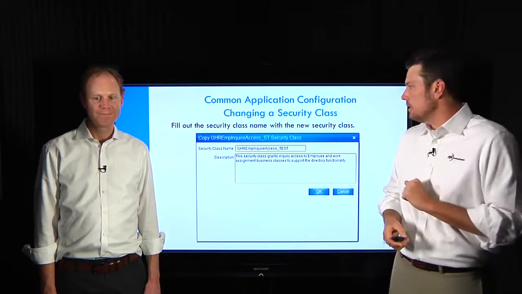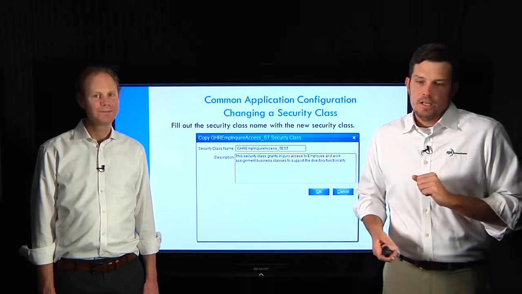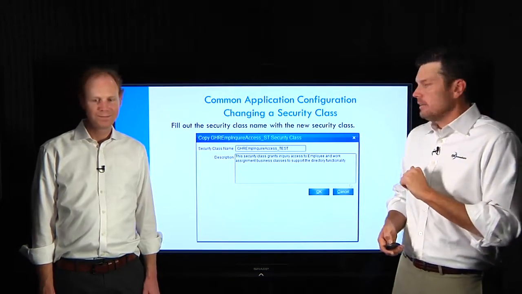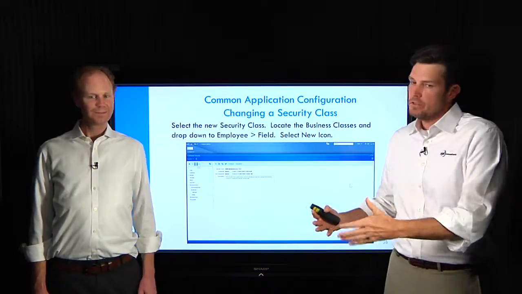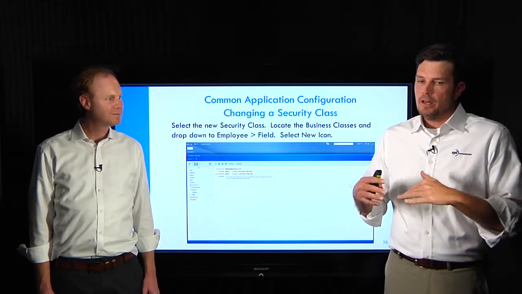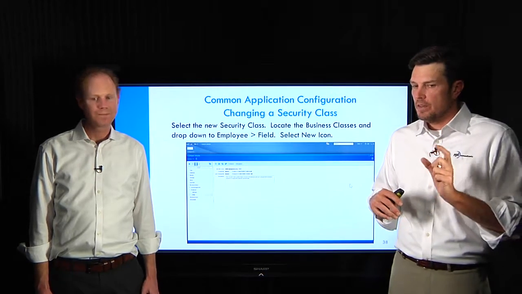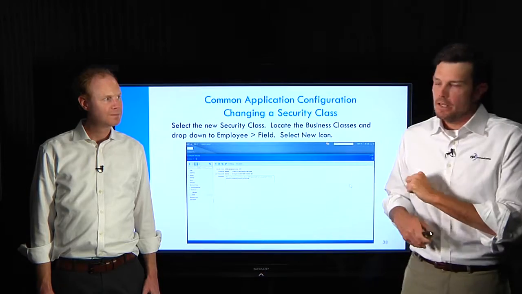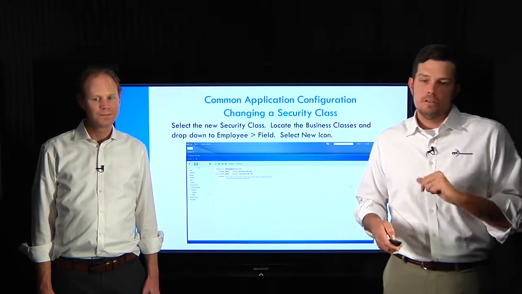So we're going to create a new one. We're going to call it GHR emp inquire access _test and click OK, and that's going to save it. We're going to select our new security class we just created, and we're going to locate business classes in the drop-down, then drop down to employee, and then we're going to pick field and select new. So we're going to add a new configuration to security.